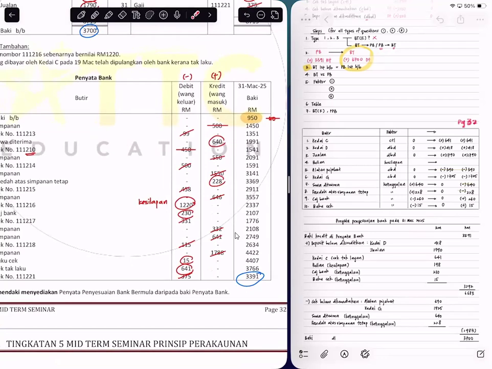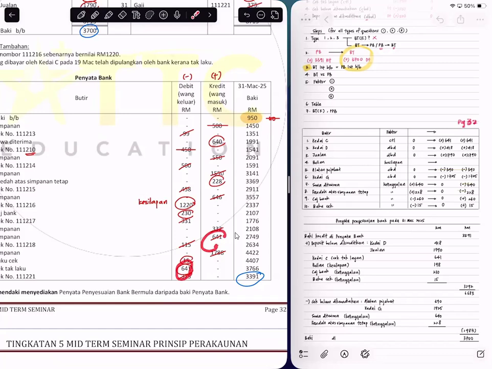Okay, maybe I explain the scenario like this. I explain what is happening here. Maybe the bank accepted the check, so it was recorded into Penyata Bank credit side to add the money. But a few days later, they find out the check tak layan. The check cannot be processed, so they want to reverse the item. So if you combine them together, did we actually record this transaction into Penyata Bank?